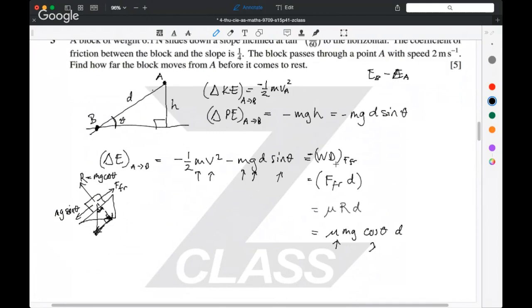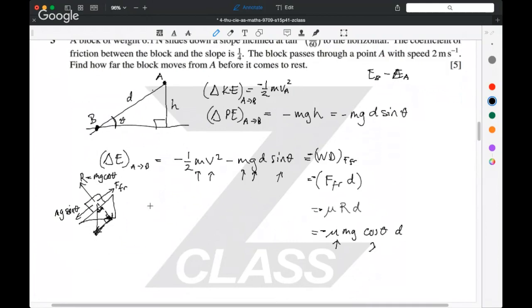Now, of course, the block is doing work on the ramp, but that just means you make the work negative. So actually this should be negative, negative, negative, negative. So the negatives all cancel out. Sorry, I should have talked about the change of potential energy the other way around, like the loss.